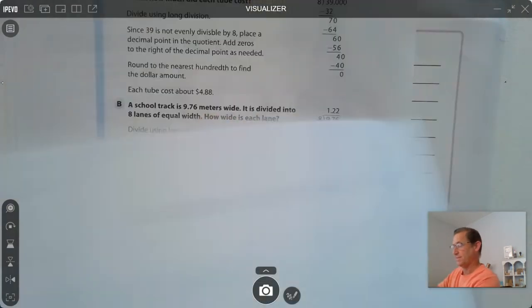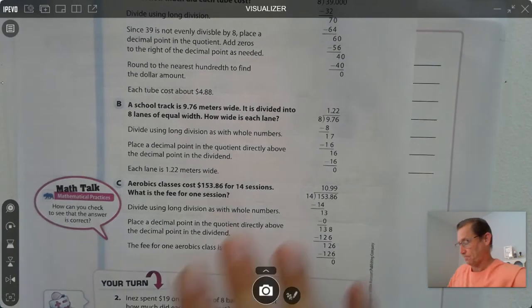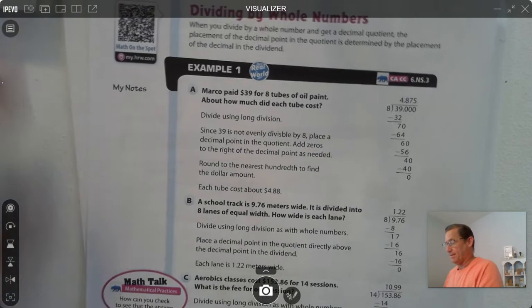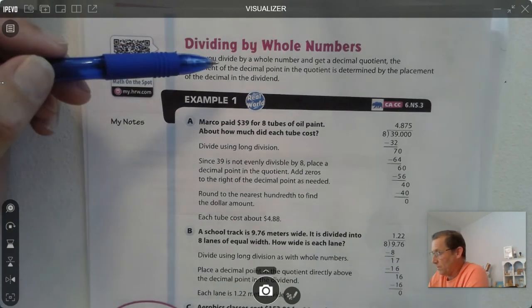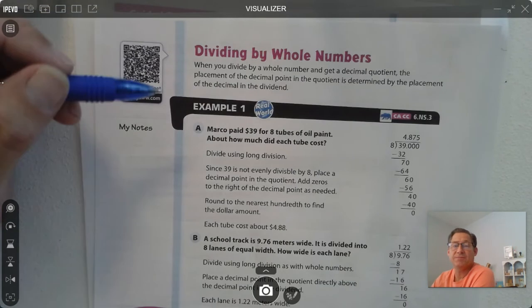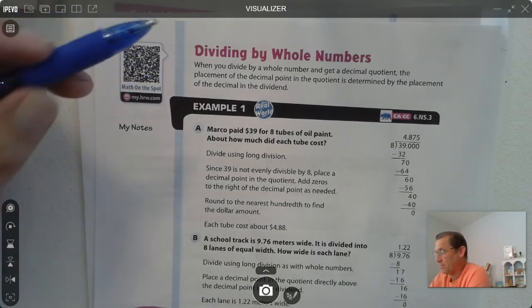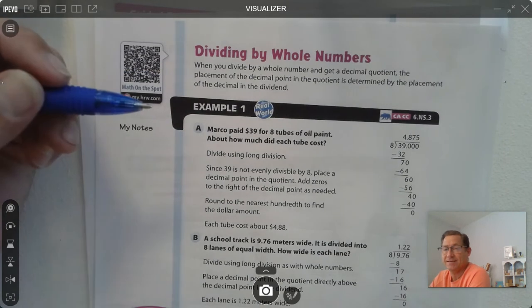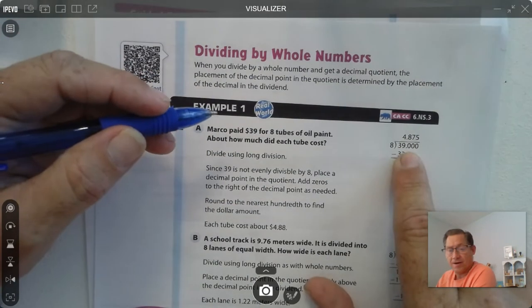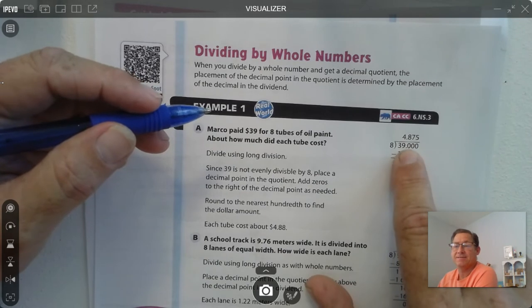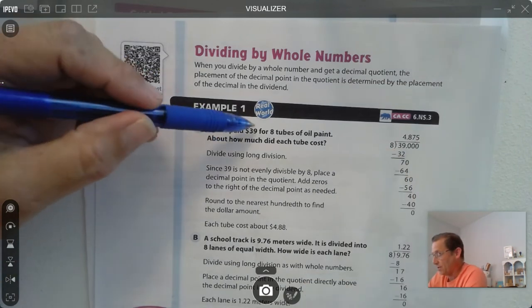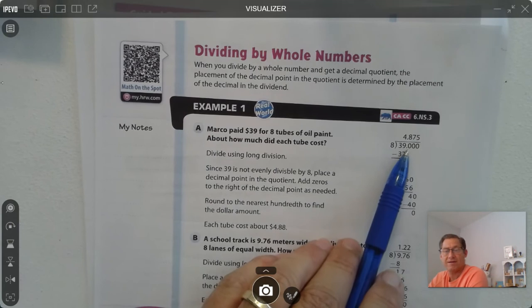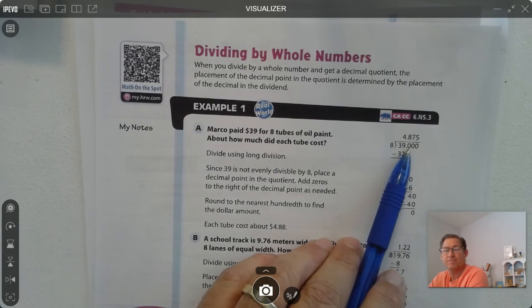All right, so let's look at page 126. All right, and so now dividing by whole numbers. Okay, well, we've been dividing whole numbers in 4th and 5th grade, right? So when you divide by a whole number and get a decimal quotient, the placement of the decimal point in the quotient is determined by the placement of the decimal in the dividend. So the number on the inside, which is the dividend, that's the placement of the decimal point if we're dividing by a whole number. So Marco paid $39 for 8 tubes of oil paint. So we're going to write out 39. Okay, $39.